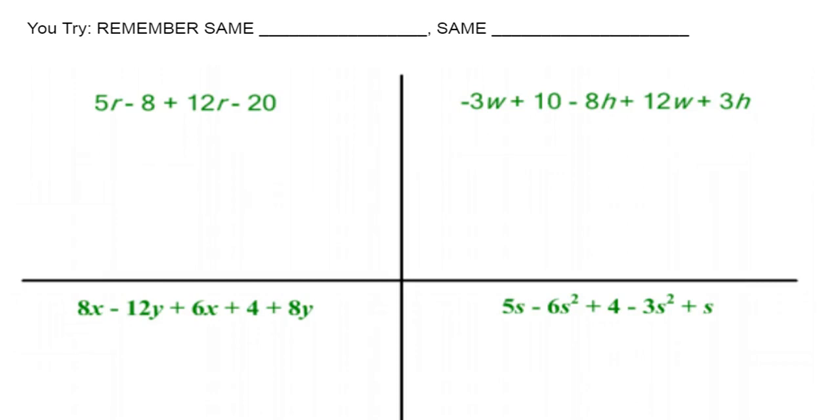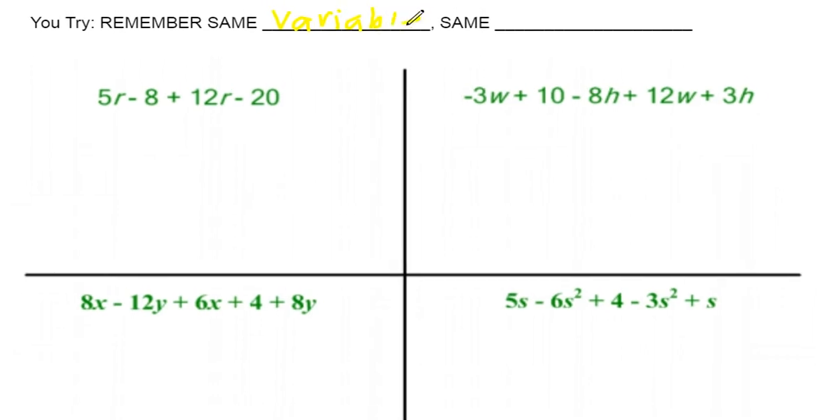At this point, I'd like you to pause the video. Actually, listen to this and then pause it. You're going to try these on your own. Combine the like terms, simplify the expression. Remember, you need the same variable to the same power. Same variable, same power. So pause the video now, try these 4 problems, come back in a second, and check your answers. Go ahead and pause now.